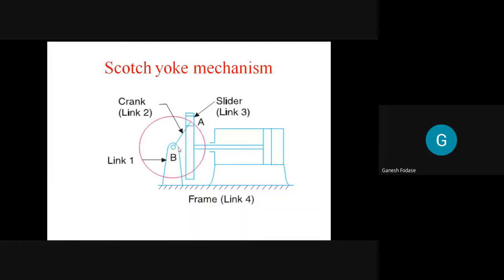Just go through the basics here. So this one is the same. You can see, it is just made in a different format. This is the crank and it is the Scotch yoke only. This crank will rotate. Link number 1 is fixed. Link number 3 is the slider, which slides inside the frame. And link number 4 is made in the form of a frame.